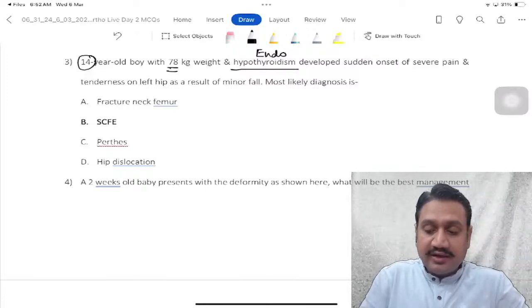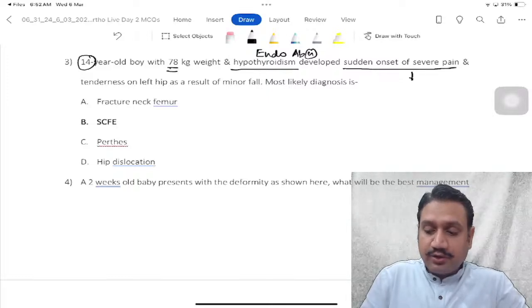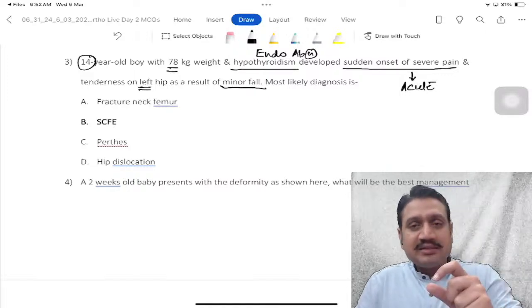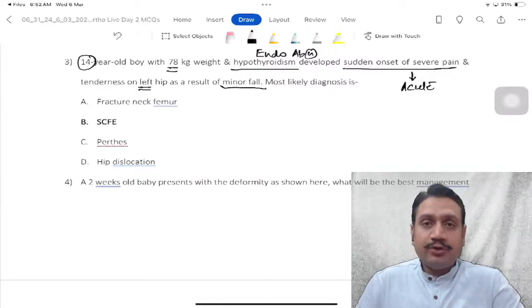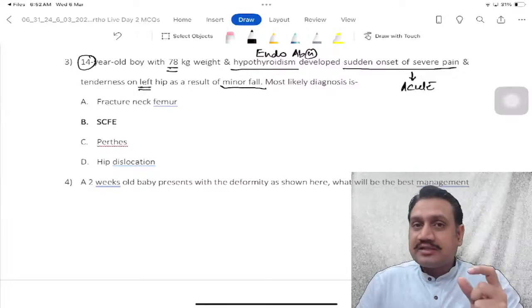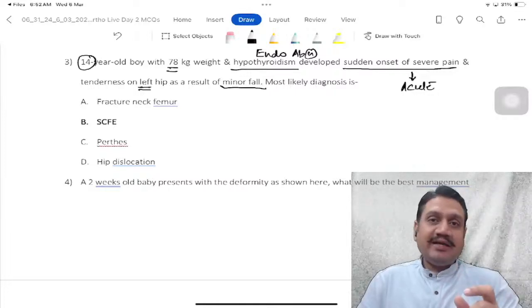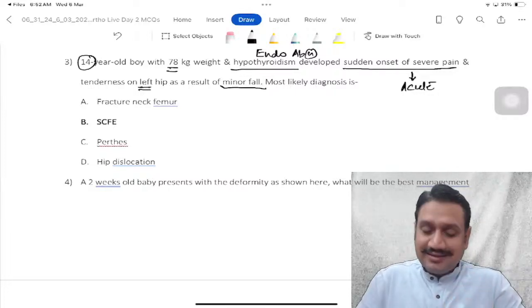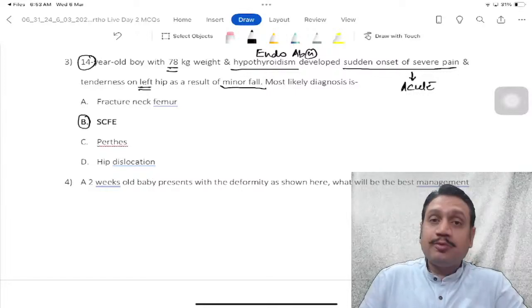We can very well understand from here, endocrinal abnormality. And he develops sudden onset of severe pain. That is, we are talking about an acute case, and tenderness on the left hip area as a result of a minor fall. With the minimal fall, what has happened is that there is a pain which has started acute onset, and we know that adolescents with the endocrinal abnormality are most susceptible to get what kind of hip disorder? That would be slip of the capital femoral epiphysis.